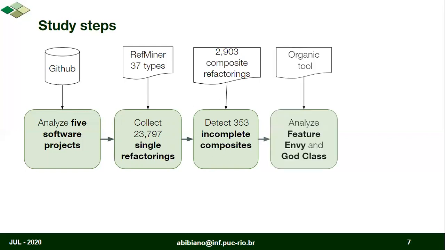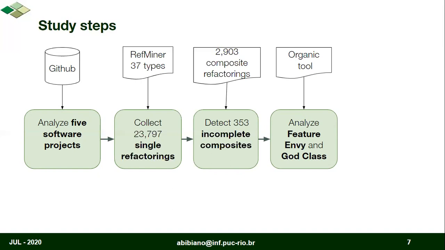These composites are incomplete with respect to at least two code smell types. These code smells are feature envy and God class. We selected these code smell types because the recommended refactorings to remove them can involve multiple classes, and these code smell types can be related to at least some internal quality attributes.